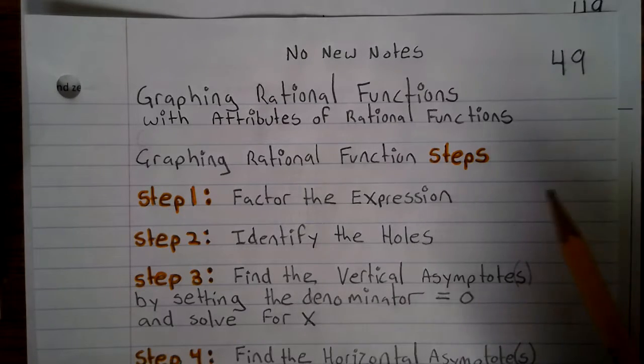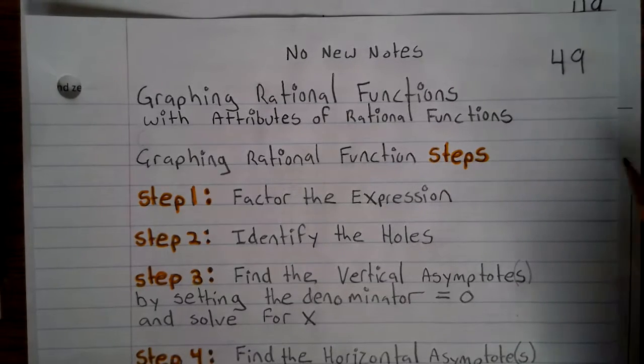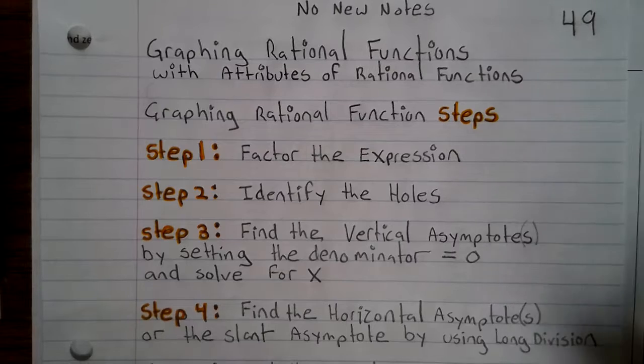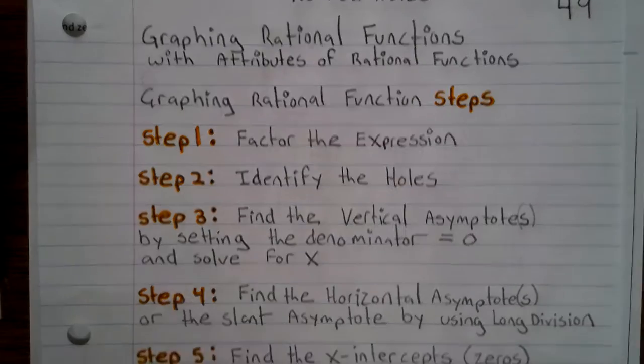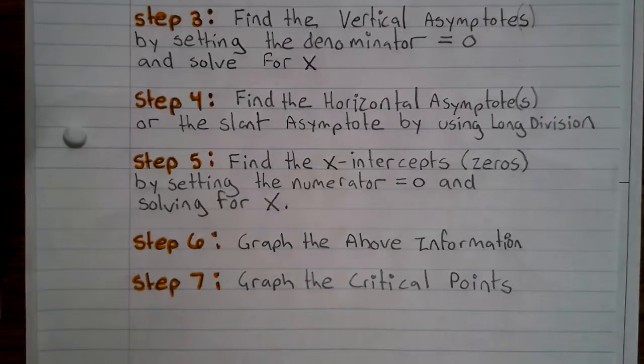So graphing rational functions with attributes of rational functions. We already did this. Okay, graph rational function steps. Step 1, factor the expression. Step 2, identify the holes. Step 3, find the vertical asymptote or asymptotes by setting the denominator equal to 0 and solve for x. Step 4, find the horizontal asymptote or asymptotes or the slant asymptote by using long division. Step 5, find the x-intercepts or the zeros by setting the numerator equal to 0, solving for x.